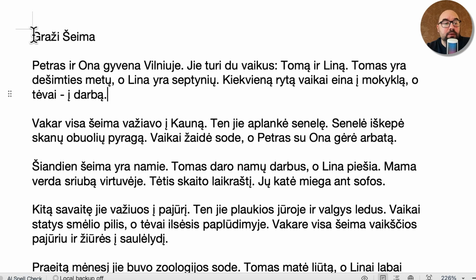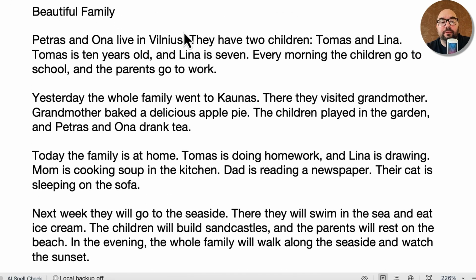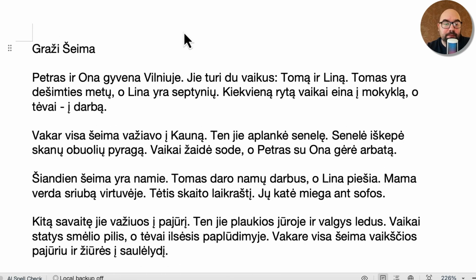So let's start. So the name of the text is a simple text. It's called Graži Šeima. Graži Šeima, and that means a beautiful family. A beautiful family, right? We have adjective and a noun coming together. It's the same thing as in English language, a beautiful family, right? Graži Šeima.